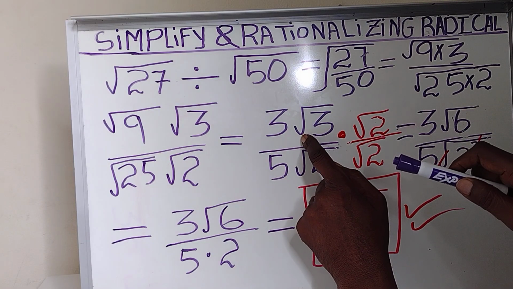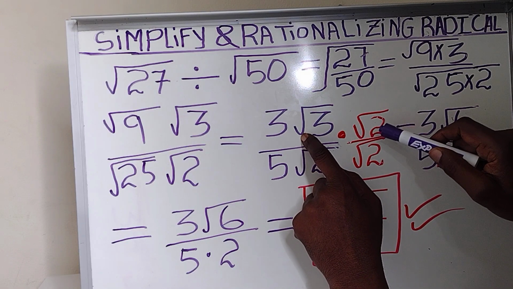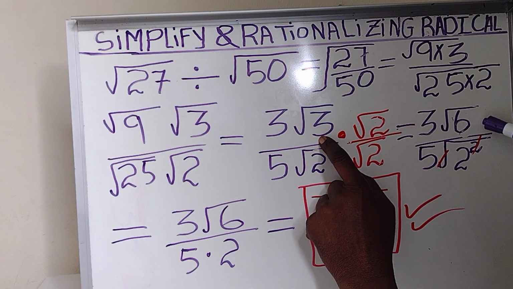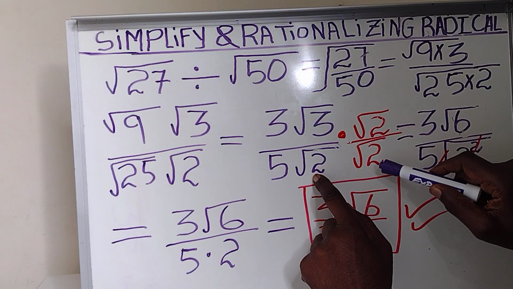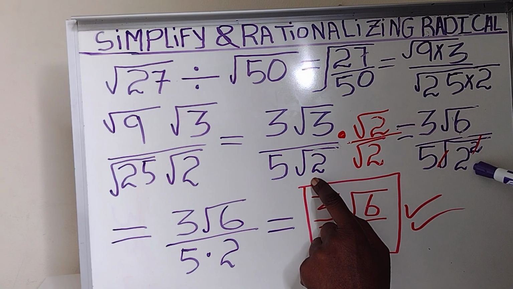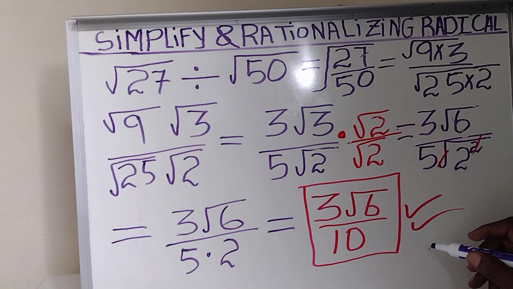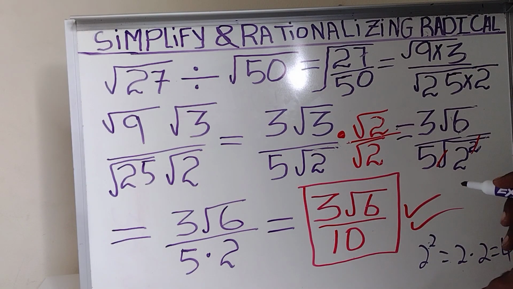Then we have to multiply the square root of 3 and the square root of 2, and that's why we are having the square root of 6, because 3 times 2 is 6, and 2 times 2 is 4. Now 4 can be written in a different way. We can write 2 to the power of 2, because 2 to the power of 2 is the same as 2 times 2, which is equal to 4. So that is the same thing.